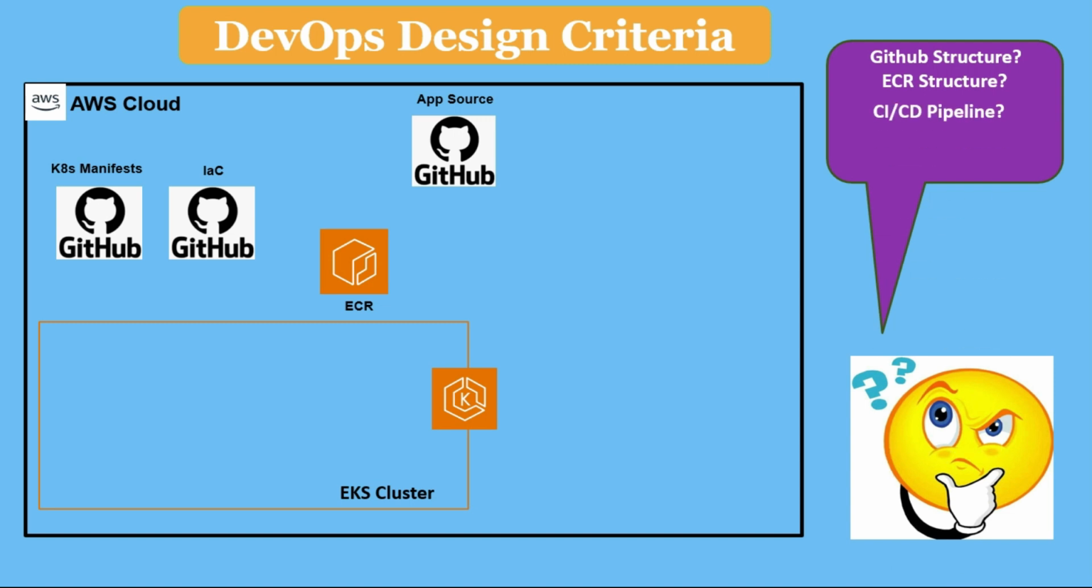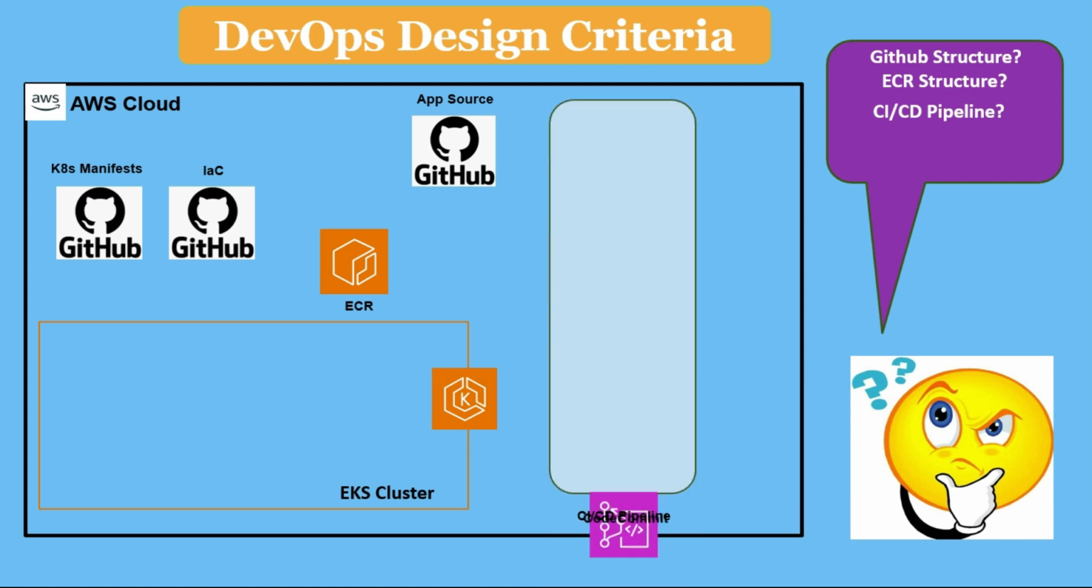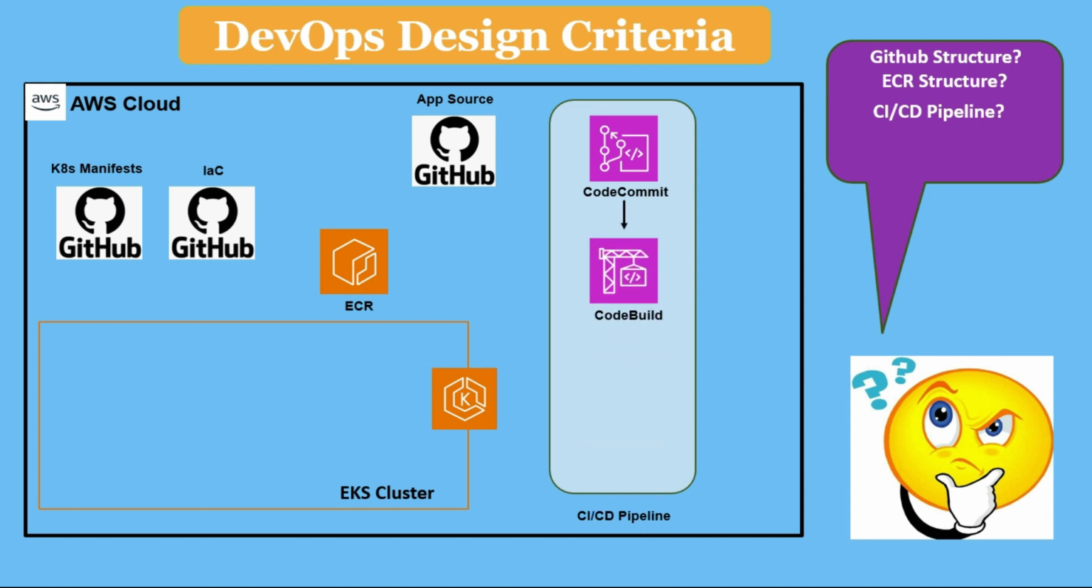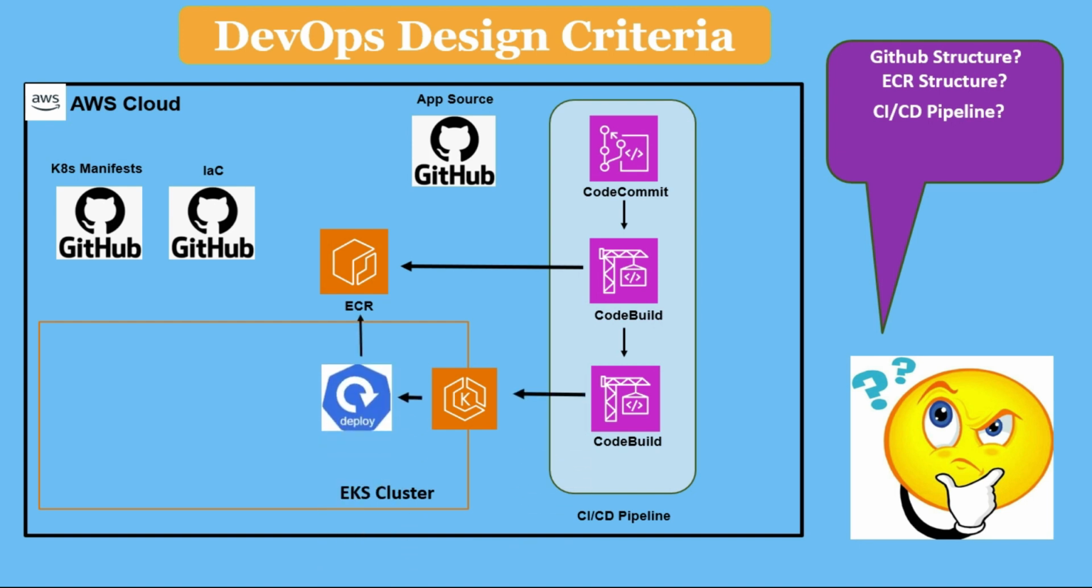And next, we need to decide the right stages in the CI/CD pipeline. For example, we can have CodeCommit or GitHub for hosting the application code, then a CodeBuild stage for building the container images and pushing them to ECR, and then one more CodeBuild stage for deploying the applications into the cluster. Here we talk about a very simple pipeline. In general, you can have many more stages.